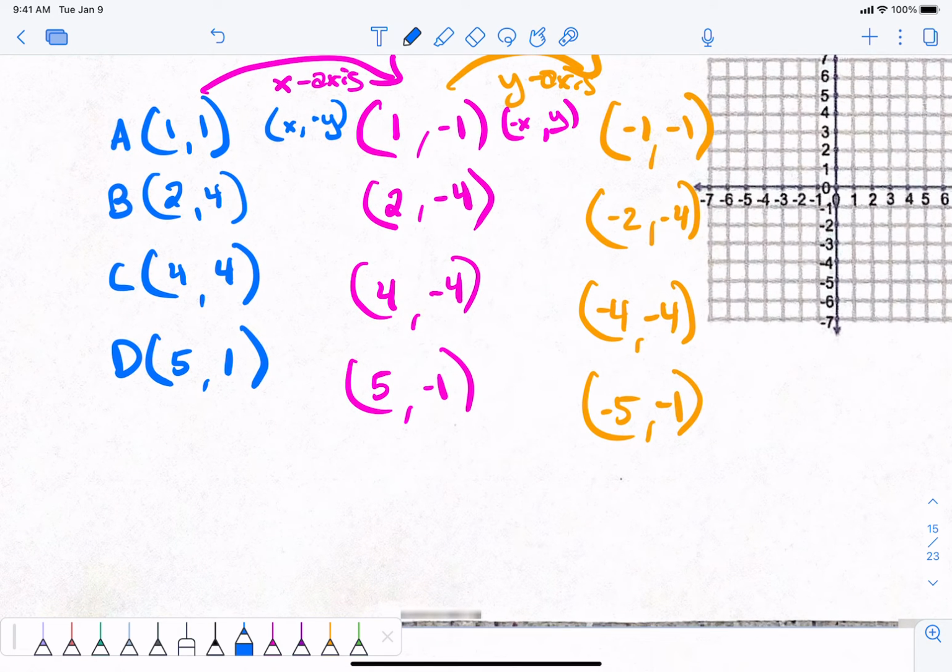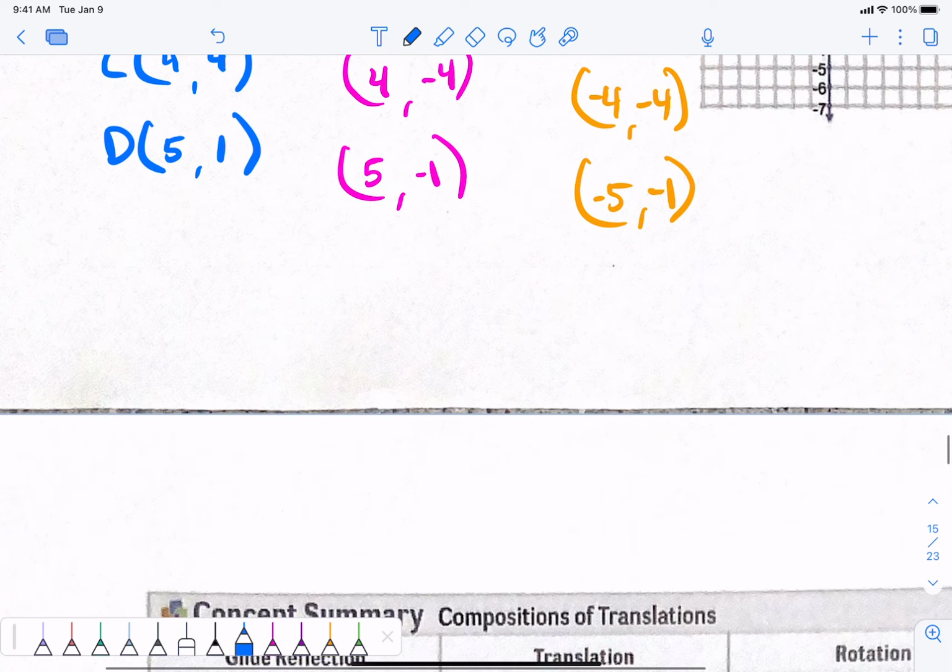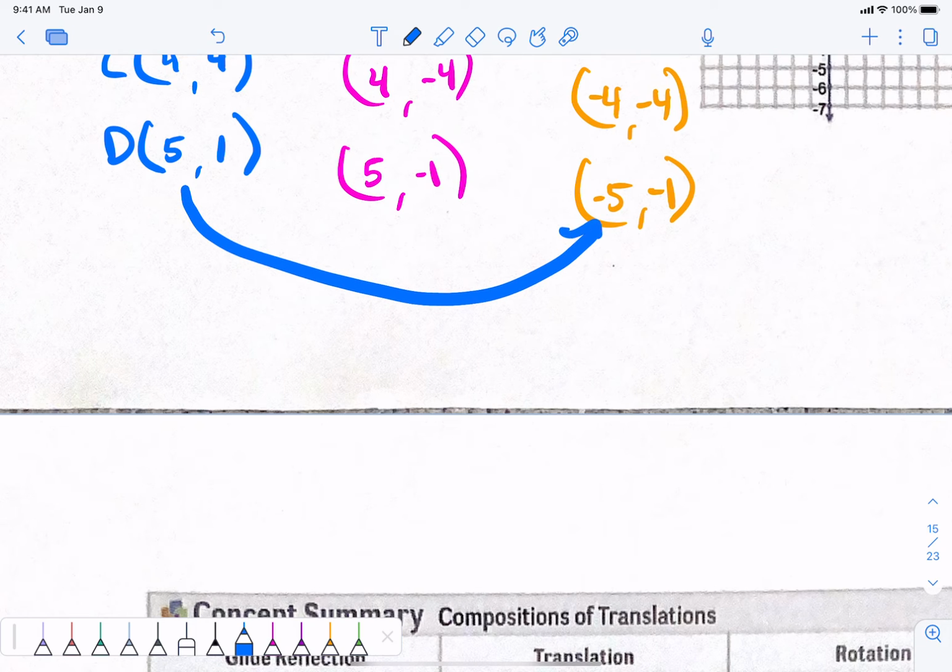I trust that you know how to graph these, so we're going to skip the graph. But look at the difference between this guy and this guy. Is there one thing that we could have done rather than flipping them twice? Right, so 5, 1 became negative 5, negative 1. What rule is that? 180-degree rotation. So rather than flipping them twice, we could have done a 180-degree rotation.